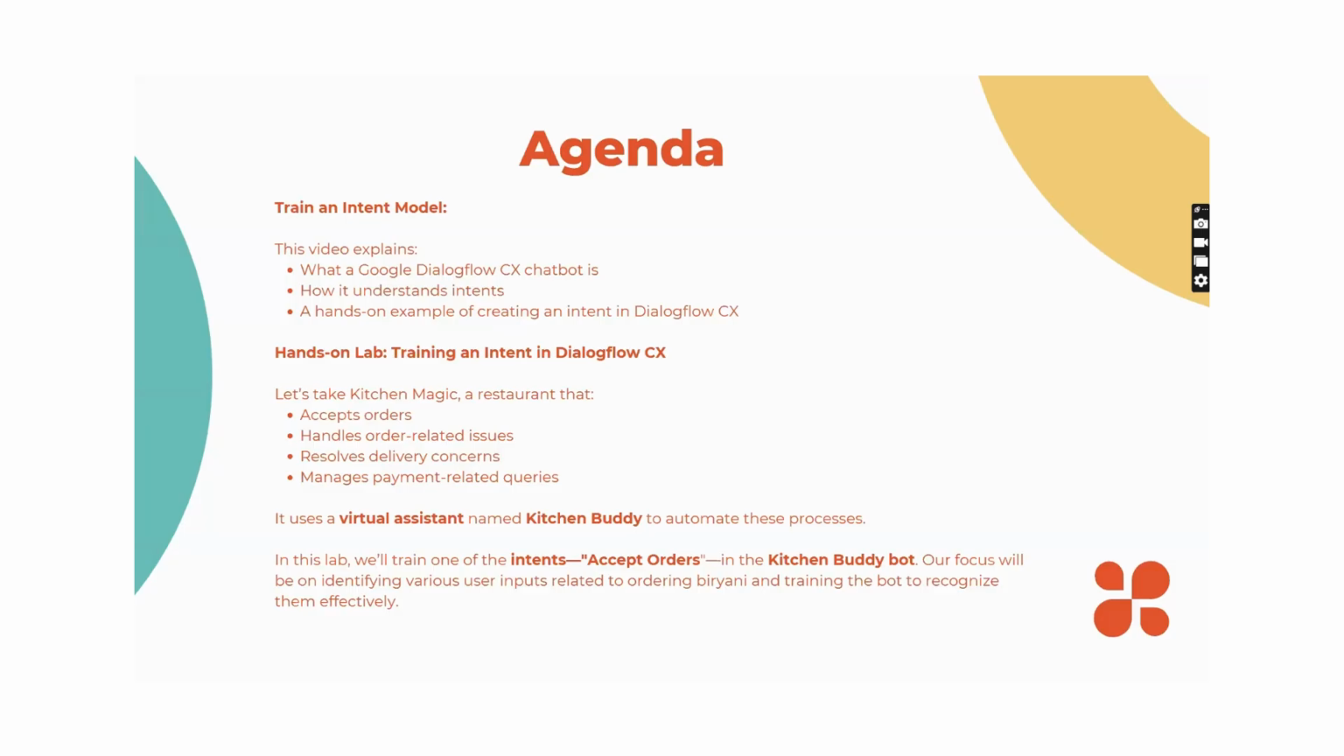So in this lab, we will train one of the intents, accept orders, in the Kitchen Buddy bot. Our focus will be on identifying various user inputs related to ordering biryani and training the bot to recognize them effectively.